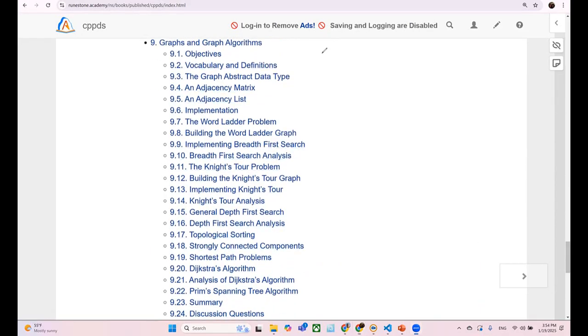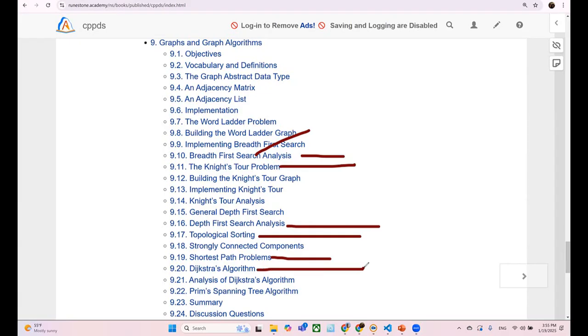Each of the problems, say breadth-first searching, that's 1 week. Keyword problem is 1 week, okay? Depth-first searching is 1 week. Topological sorting is 1 week. Shortest path problem is 1 week. Dijkstra's algorithm is 1 week. These different algorithms are what we really want to look at, and they are more difficult.